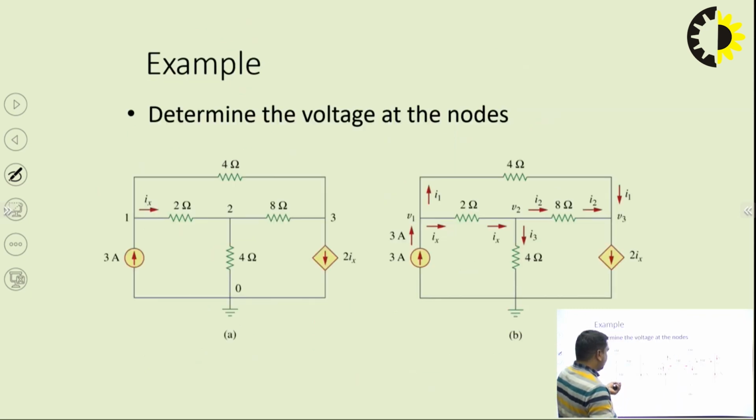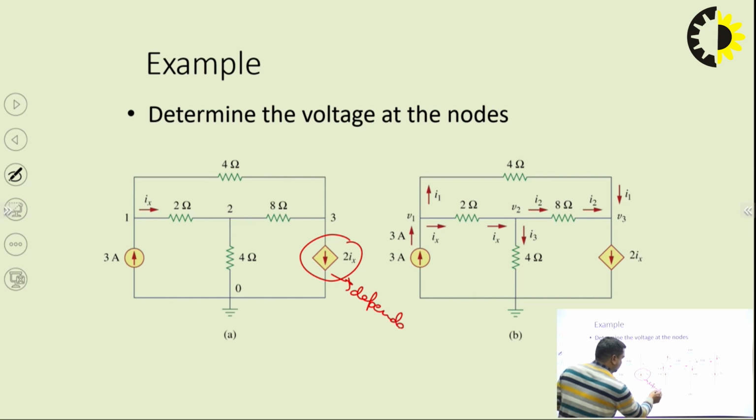So, we can have another example here. We can see that here this is a dependent source. There are no other conventions with the dependent source. We go similarly as in the case of independent sources. Okay. So, we have nodes here.